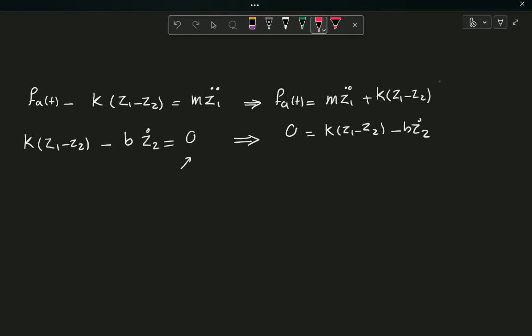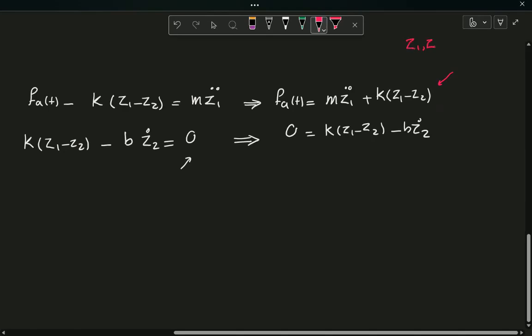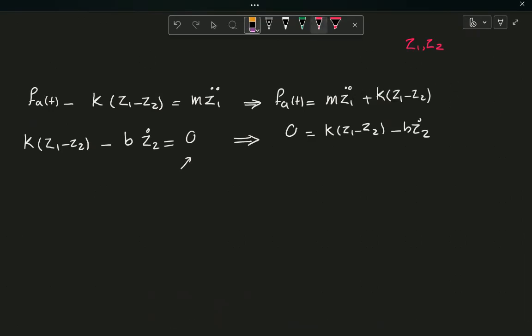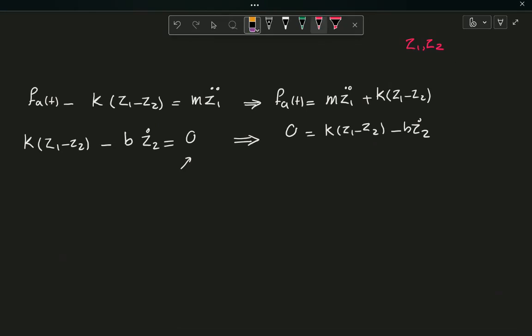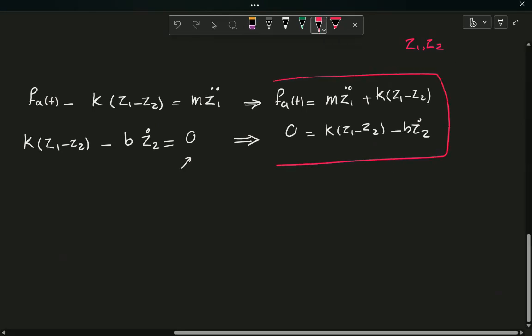In the first equation, I have two families: the family of Z1 and the family of Z2. For the family of Z1, I have two members, Z1 and Z1 double dot, both of them positive. For the family of Z2, only one member. So no sign mismatches within the families in equation 1. In equation 2, I also have two families, Z1 and Z2. For Z1, only one member. For Z2, two members, Z2 and Z2 dot, and both of them are negative, so there are no sign mismatches within the members of each family. You can safely box this equation.